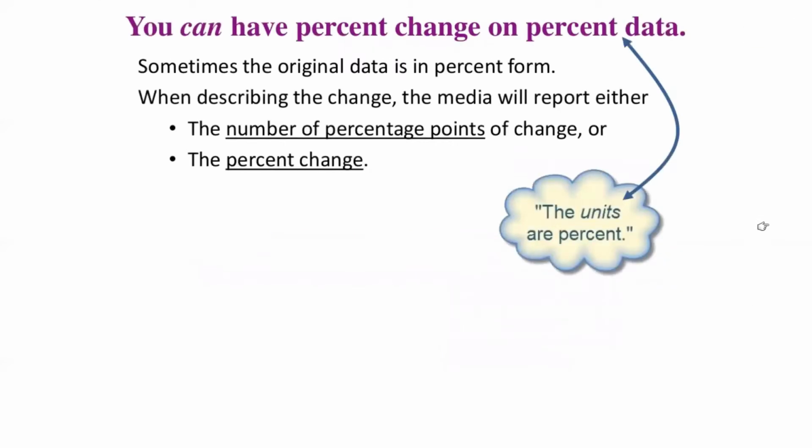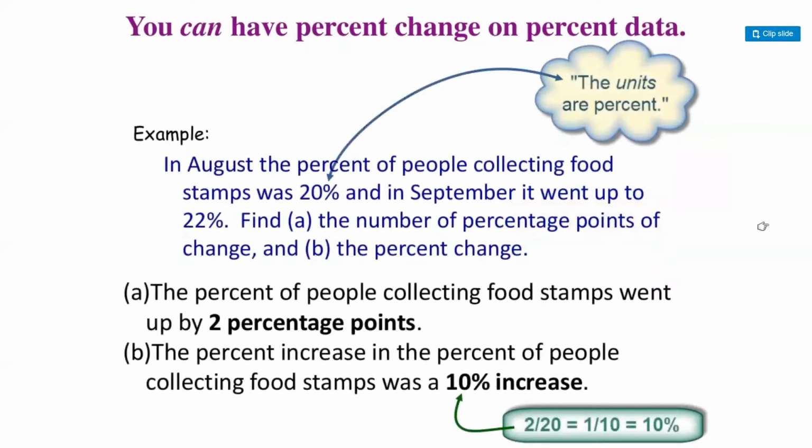The next thing I'd like to talk about in this video is how we can have percent change on percent data. Sometimes the original data is in percent form. When describing the change, the media, newspapers, CNN, and so on will report a couple of things. They might report the number of percentage points of change or the percent change. Let's see how this works.